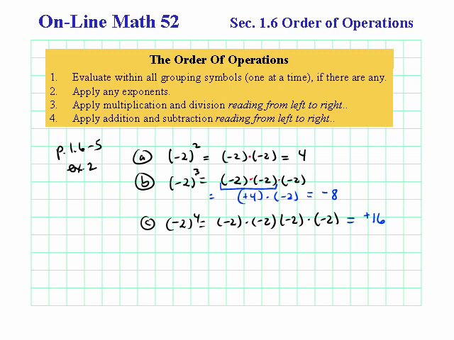I'll let you do letter D on your own. It works out very similarly. Here's letter E, though, -2 to the first power. Anything raised to the first power, whether it's positive or negative or even 0, is itself, the base, -2. So there's that.